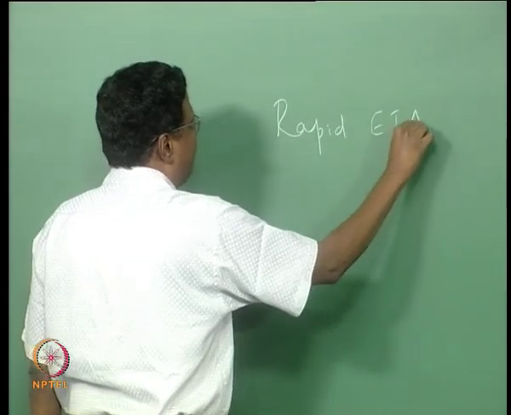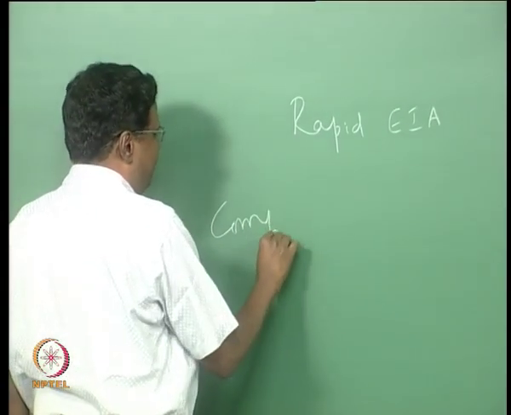One is called as rapid EIA, another is called as comprehensive EIA.